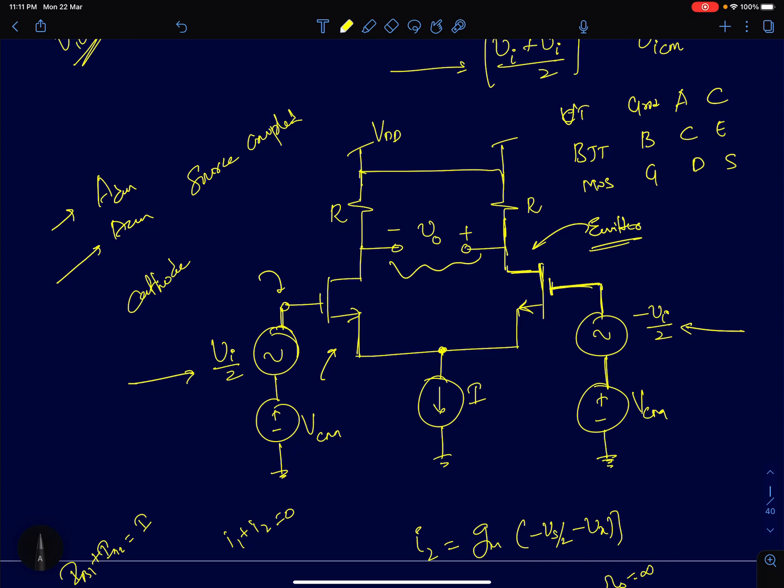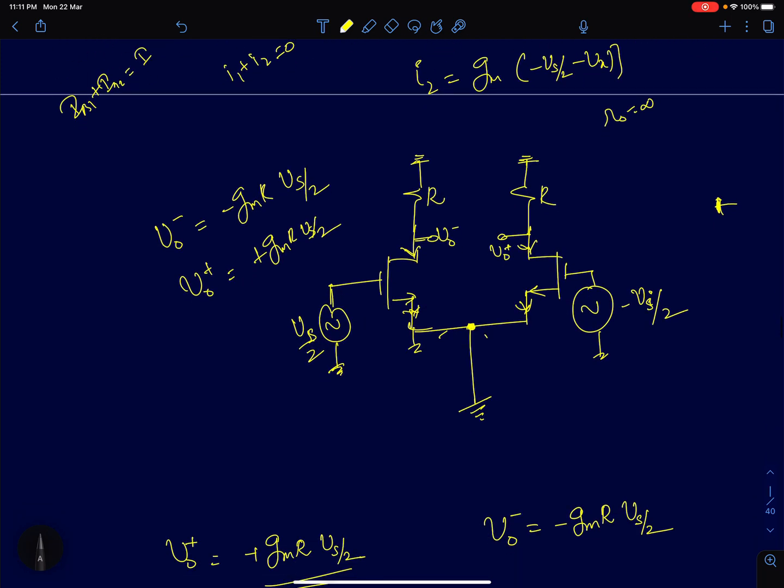So first I will short circuit all the AC sources and open circuit the current sources. So I am going to open circuit the current source, and DC sources are all short circuited. So we have the AC equivalent. The AC equivalent reduces to something like this. Now we are supposed to find the voltage gain of this amplifier.